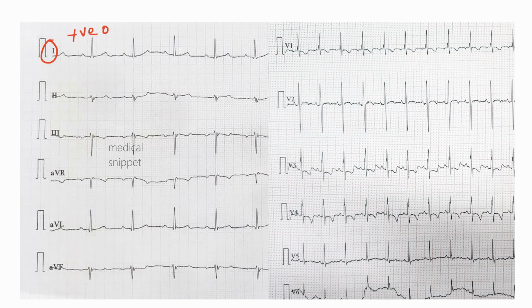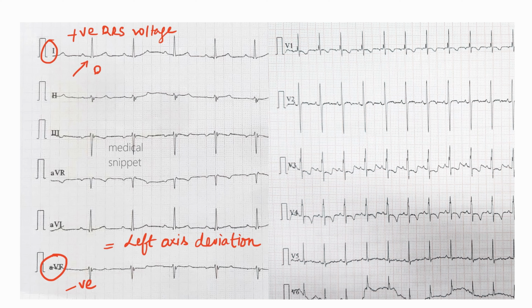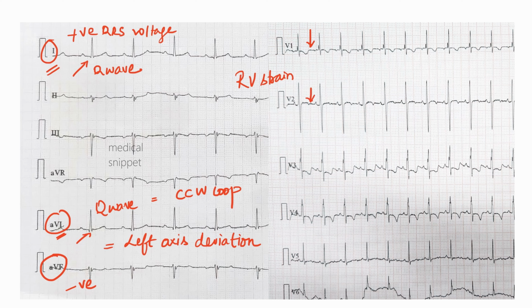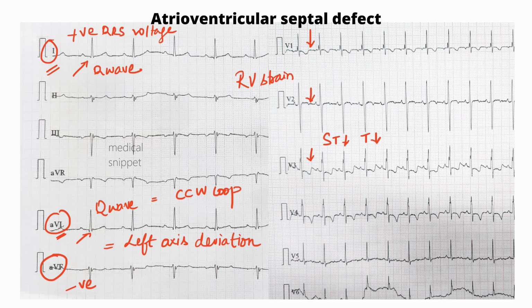In this ECG, the axis is left axis deviation. There is counterclockwise looping and there is RV strain pattern. These findings are consistent with atrioventricular septal defect.